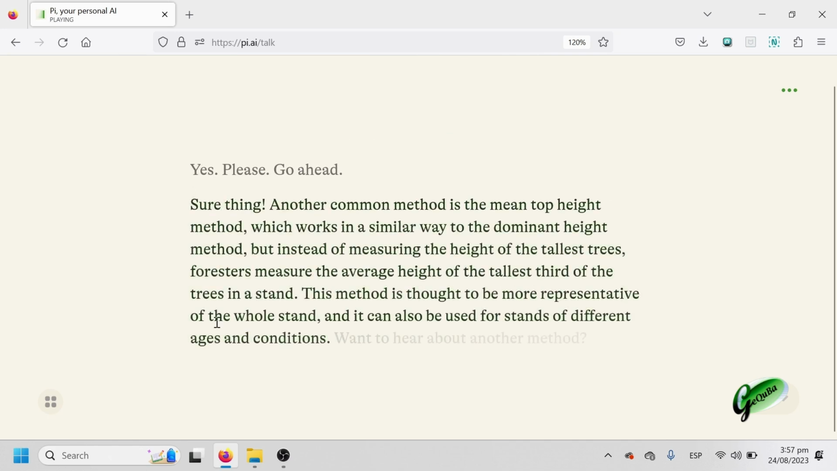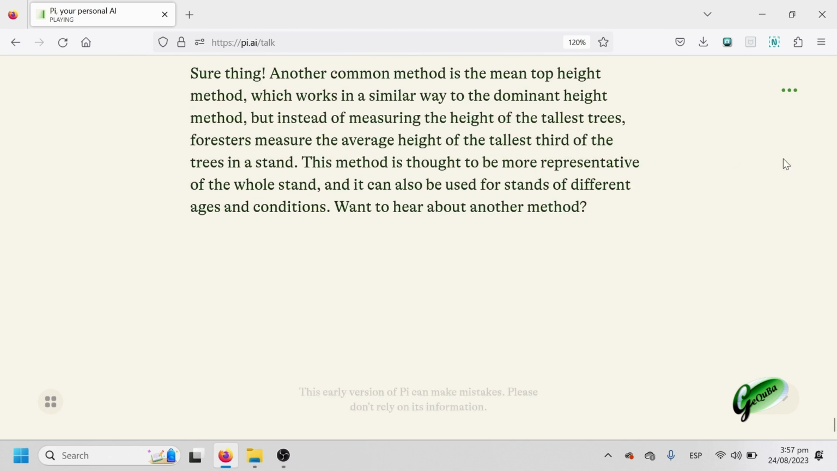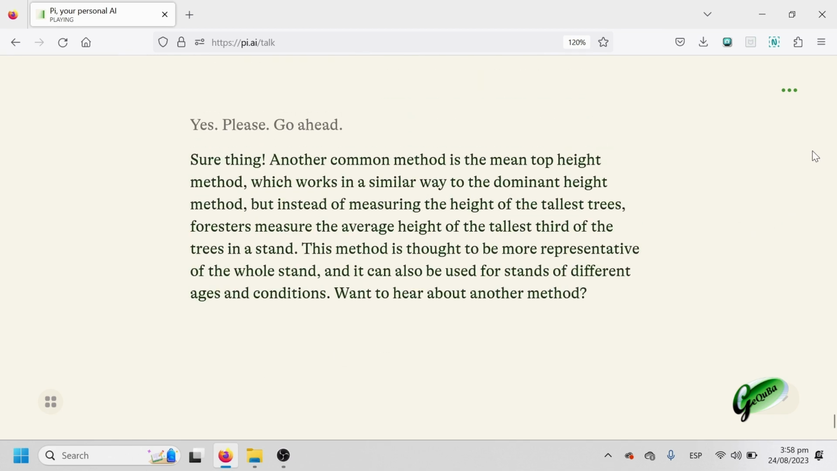Sure thing. Another common method is the mean top height method, which works in a similar way to the dominant height method. But instead of measuring the height of the tallest trees, foresters measure the average height of the tallest third of the trees in a stand. This method is thought to be more representative of the whole stand, and it can also be used for stands of different ages and conditions. Want to hear about another method?